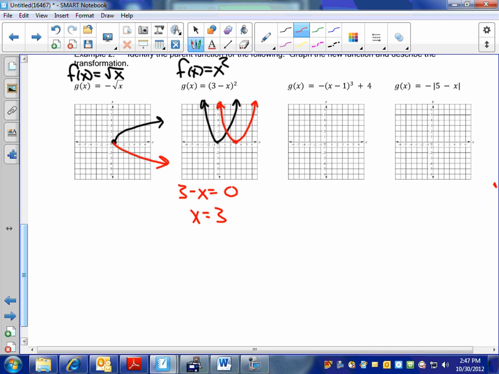Now, think about this. If you were to square this out, would the x be positive or negative? The lead term, x squared, would it be positive or negative if you squared it out? Positive, so it's going to go up.